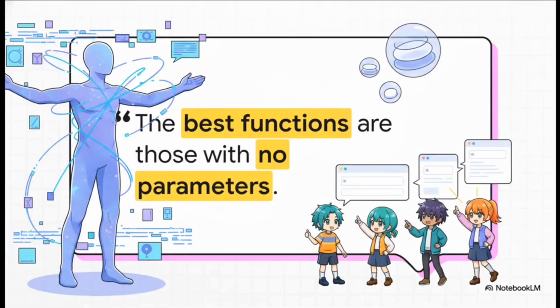This perfectly illustrates a famous saying in programming by Robert Martin, also known as Uncle Bob. The best functions are those with no parameters. The fewer things you have to pass into a function, the easier it is to use and understand. Encapsulation is the key to making that happen.